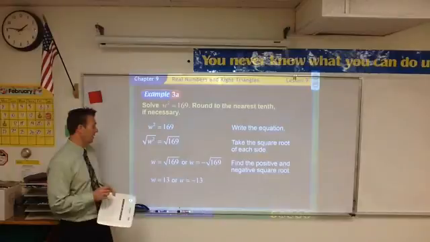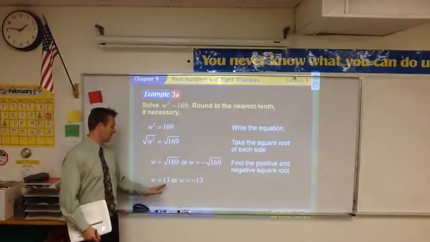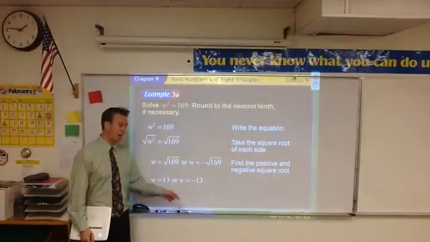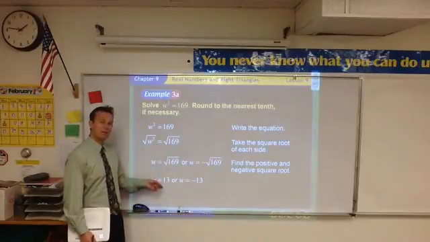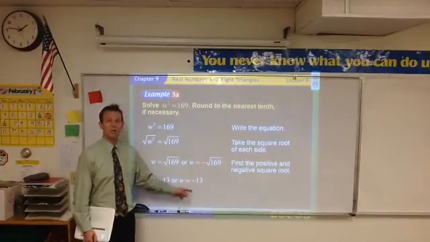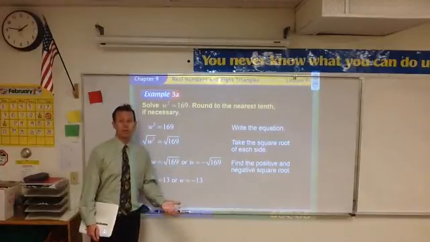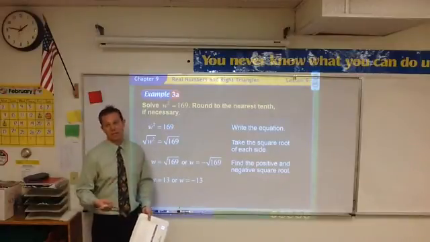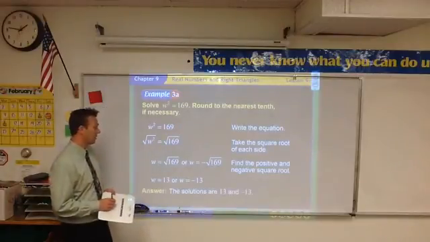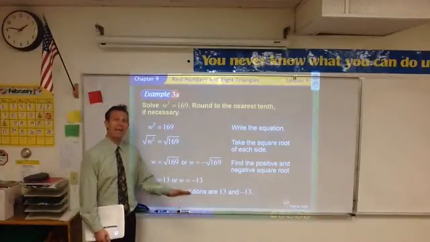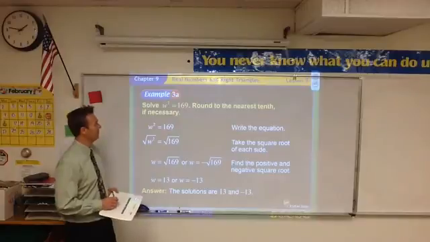So I'm going to square root 169, and I know that it's 13. So w could be 13 or negative 13. Why? Because 13 times 13 is 169, but a negative 13 times a negative 13 is also 169, because we know from our integer rules that a negative times a negative is a positive. So the solutions for this question would be 13 and negative 13.